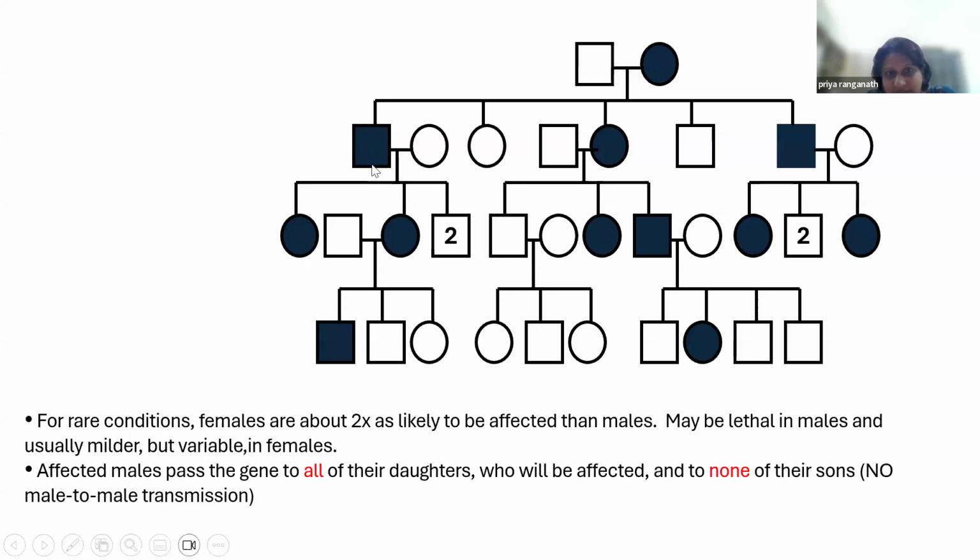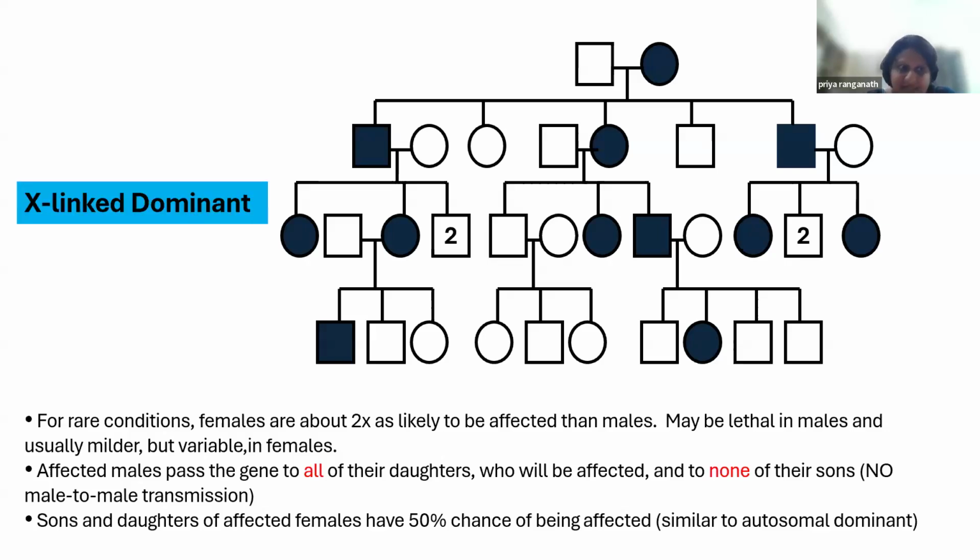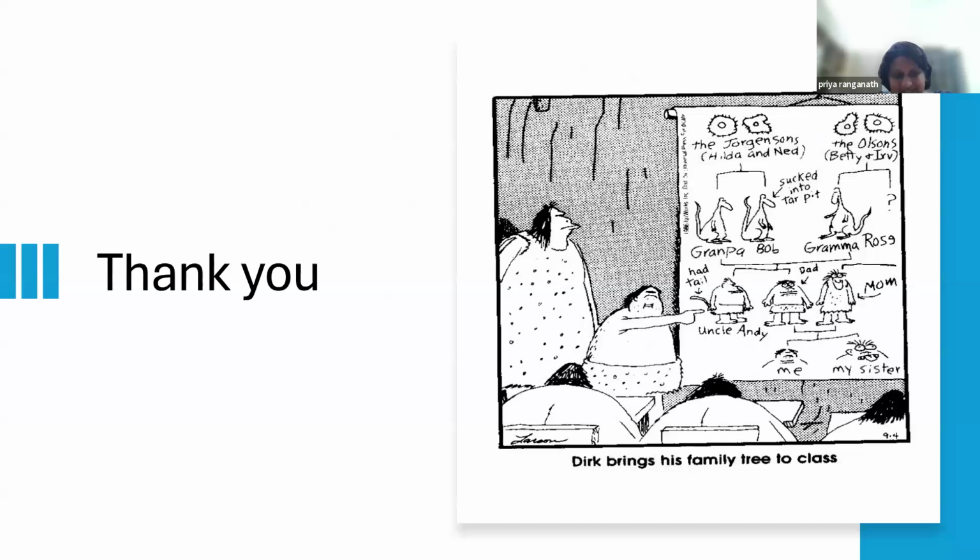See here, the male is affected, no male to male. Male is affected, no male to male. And again, male is affected, no male to male transmission. Sons and daughters of the affected females have a 50% chance. So this is X-linked dominant.